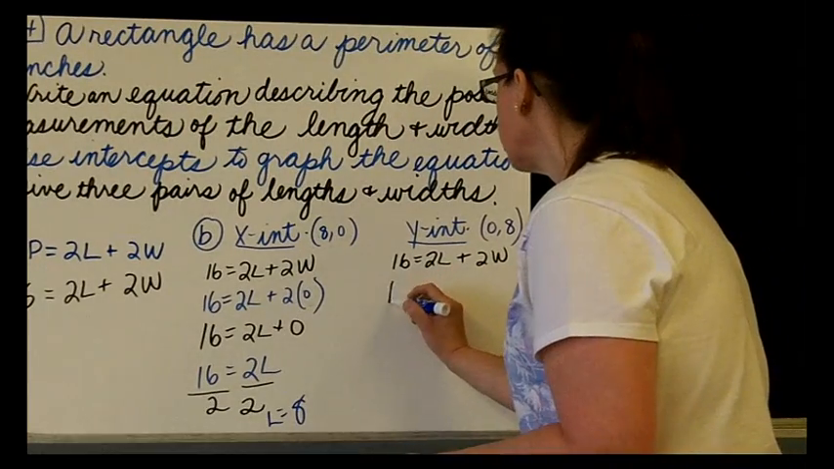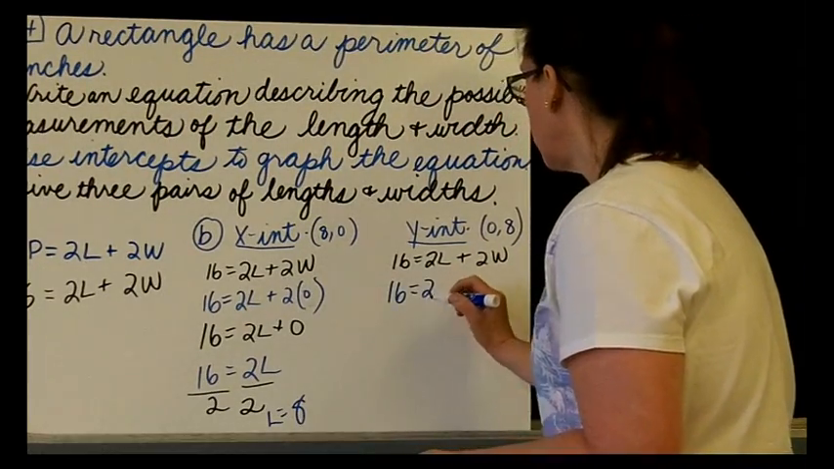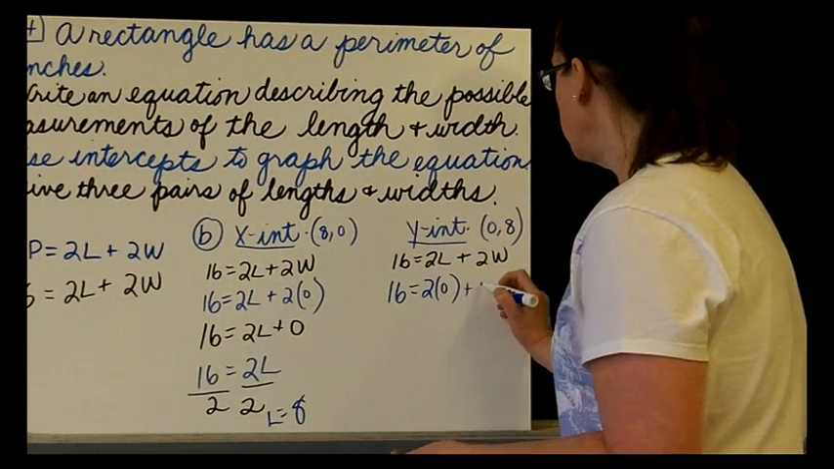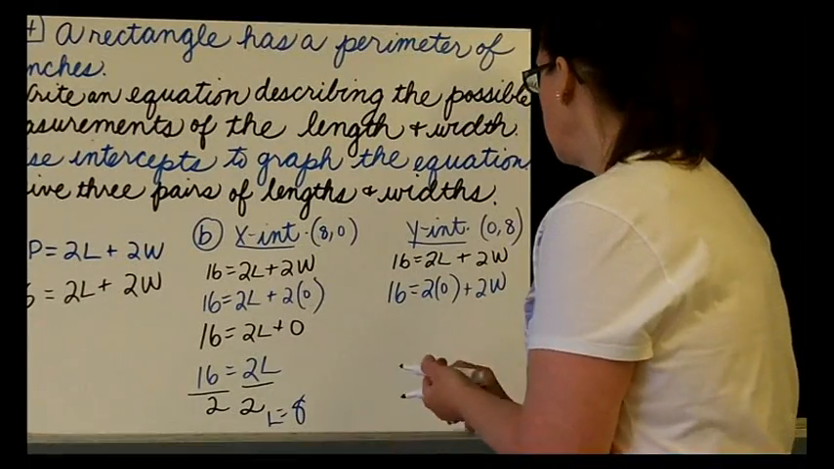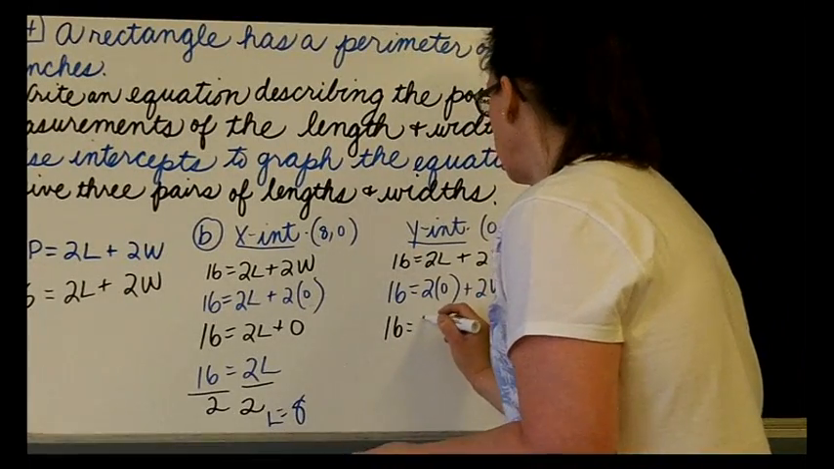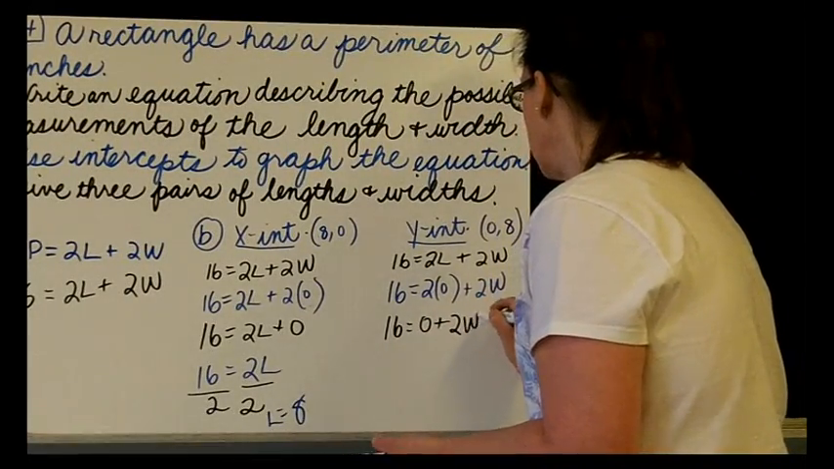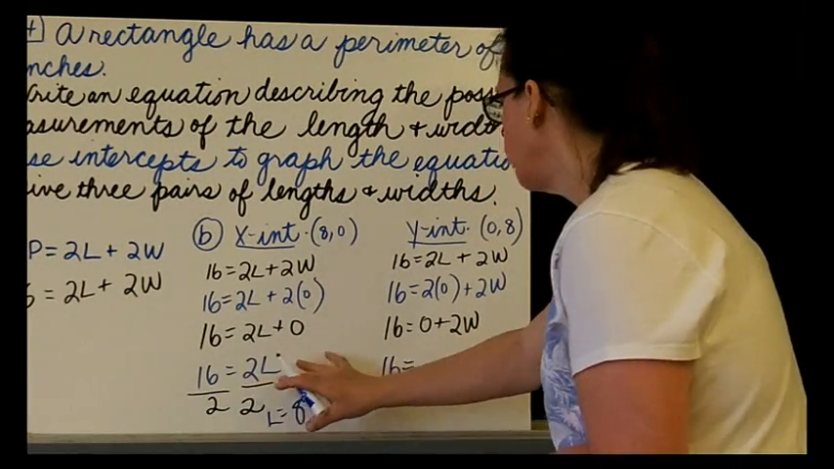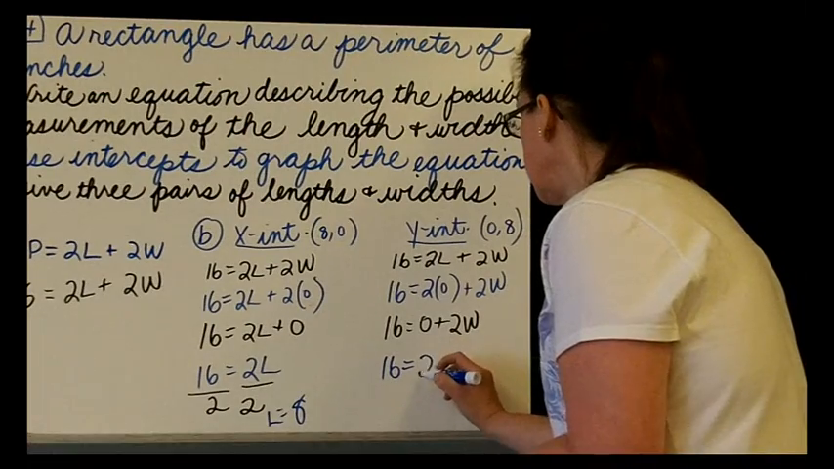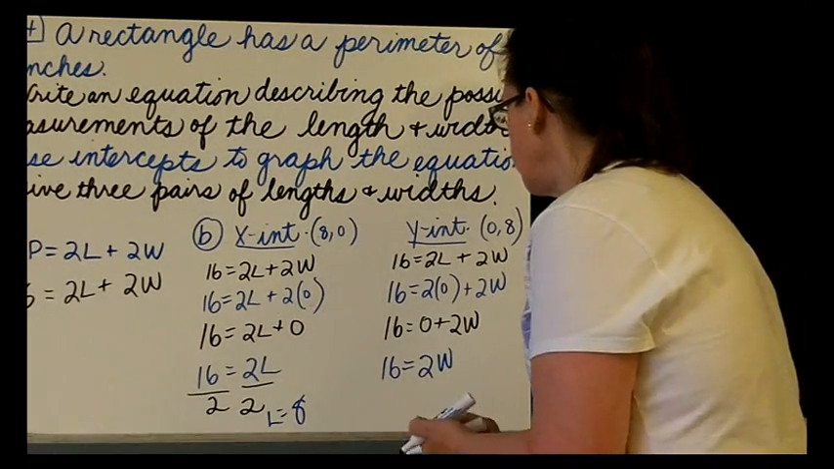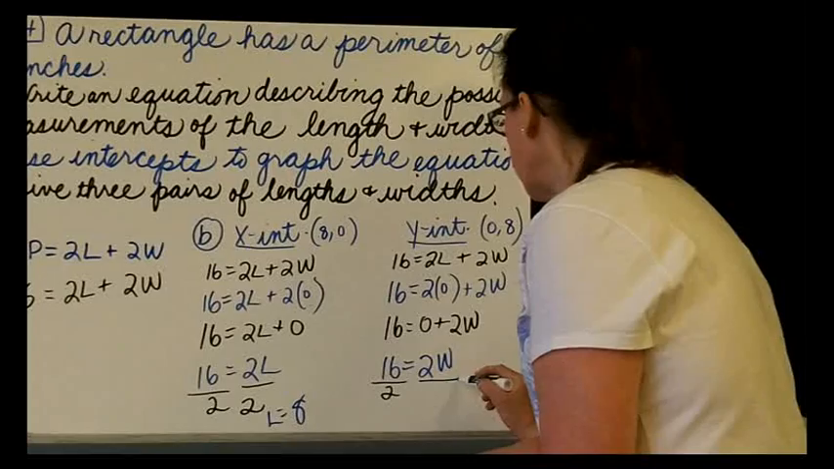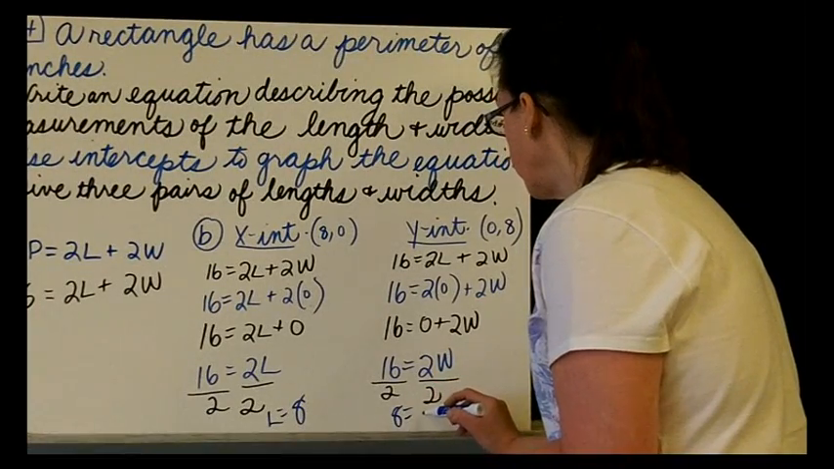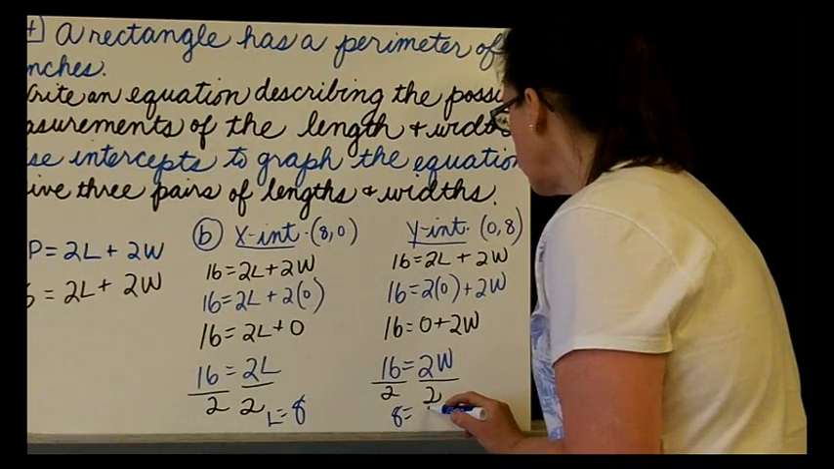Our perimeter of 16, but this time we are substituting our x, which is our length, with 0. We get 16 equals 0 plus 2W. We end up a second time with 16 equals 2W. We divide both sides by 2, and we learn that our width could be 8 inches.